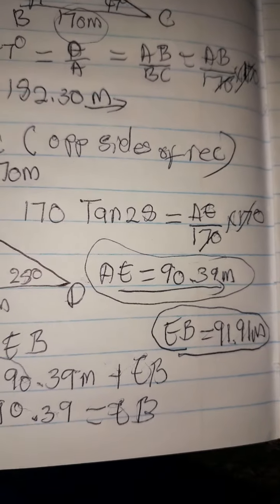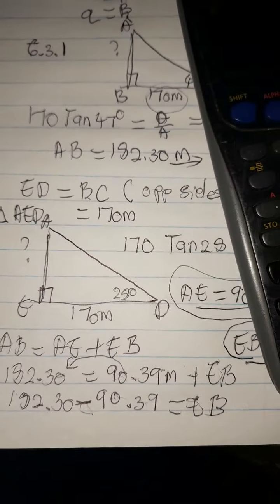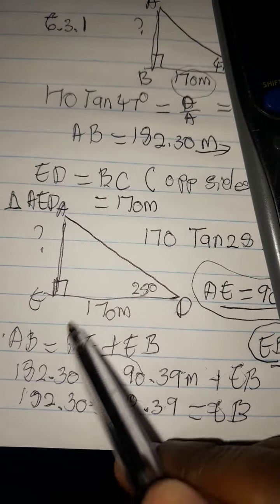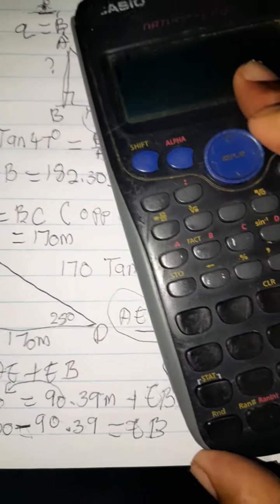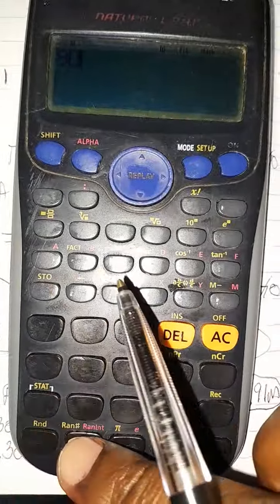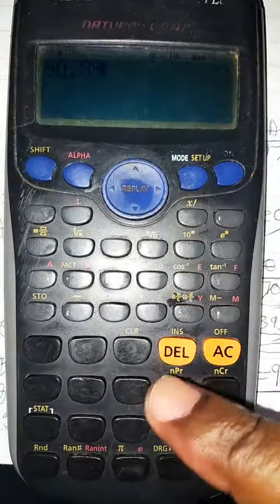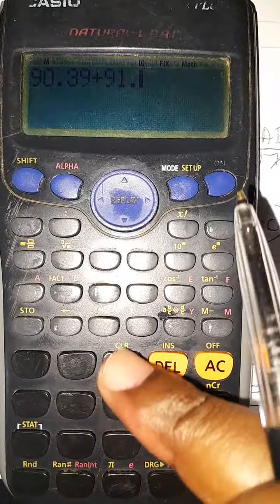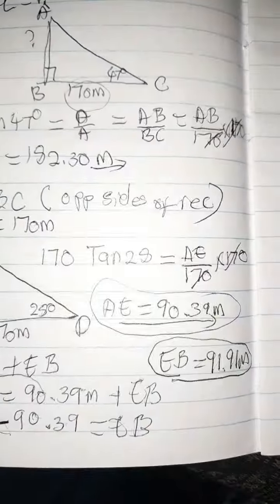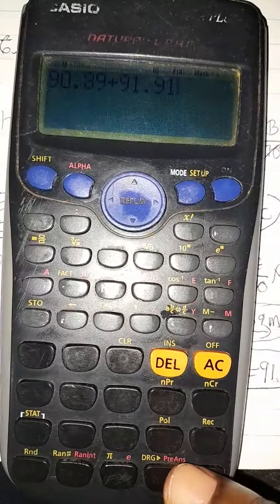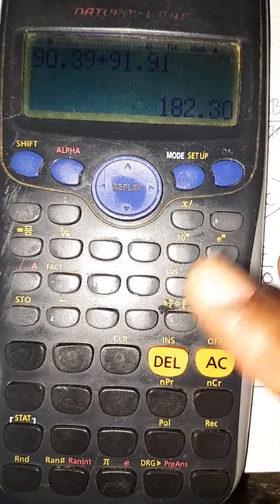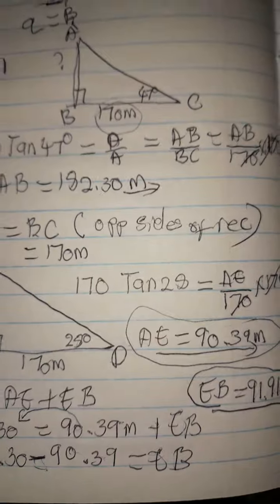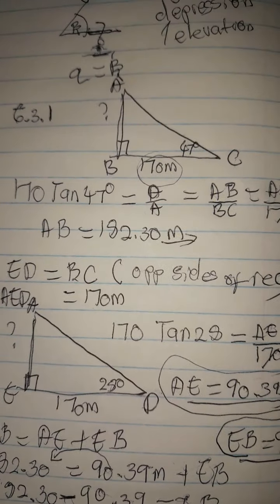We can prove, guys, whether this is true. Remember, I said that AB forms AE plus EB. So we can prove that. Let's just take 90,39, which was AE, and we have EB there as 91,91. So we must get 182. If I don't get 182, that means it's wrong. So I'm getting 182,30 meter. So this is how you are going to work your question 6.